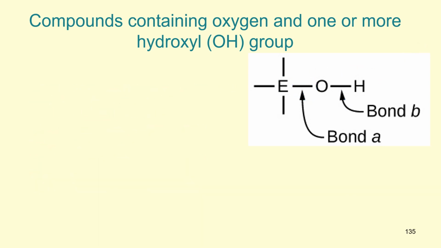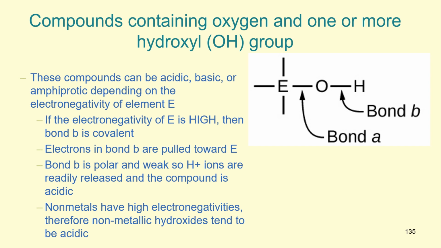Now, what about if E's electronegativity is high? So these are things like sulfur, phosphorus, nitrogen, chlorine, all of those. If E has a high electronegativity, it holds on to that oxygen tightly, and so the bond that breaks is the O-H bond. So it's weaker and the hydrogen ions are released more readily.